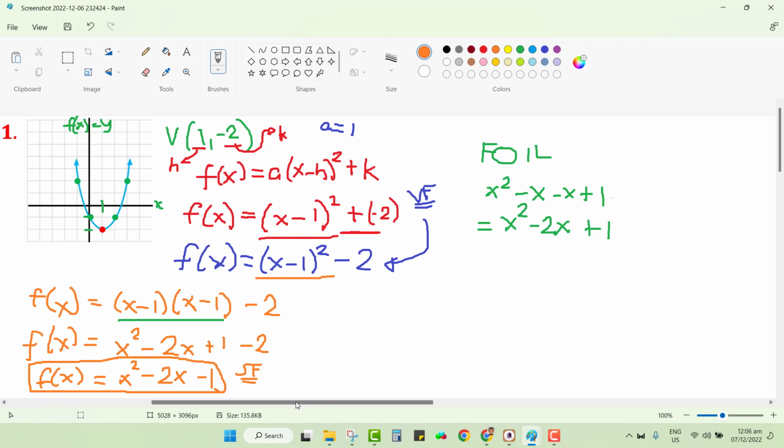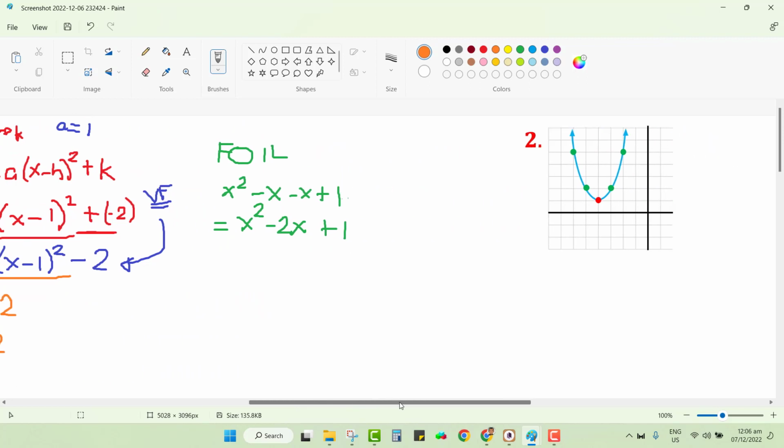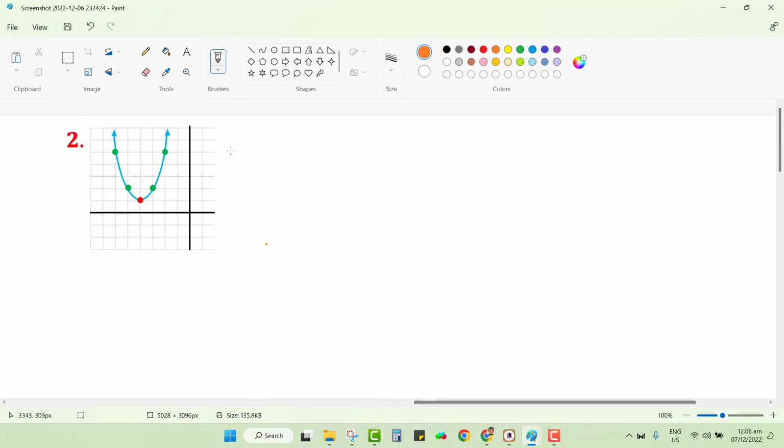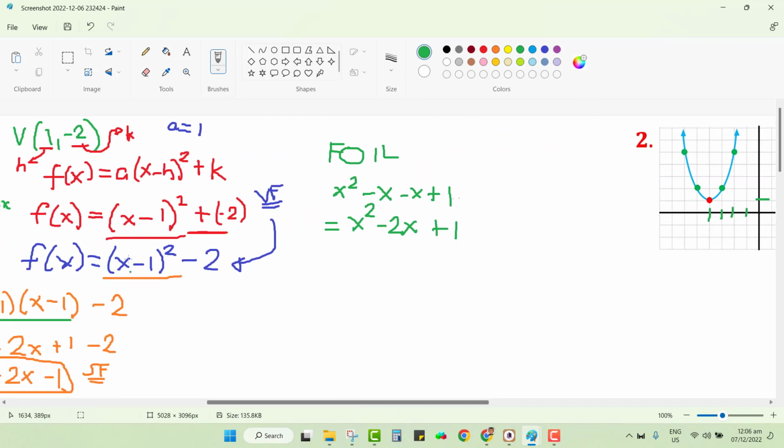Let us try to duplicate this process for number 2 here. And first, let's try to determine the vertex. Since again, we are considering per one grid is 1 unit, you have 1, 2, 3, 4. So it's actually a negative 4. And you'll have 1 here. So the vertex is at negative 4 and 1. We are going to use the same process here.